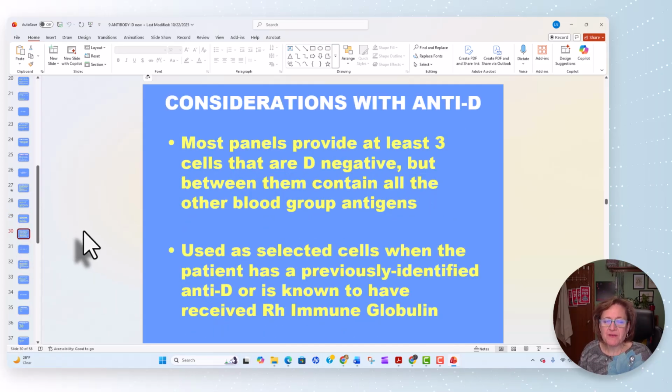Most panels provide at least 3 cells that are D negative, but between them contain all the other blood group antigens. So you should have at least 1 cross off of everything, and should be able to pick out everything that's causing a problem. That's the whole idea. So we're going to use selected cells where the patient has a previously identified anti-D or is known to have received it. So if they are known to have an anti-D or previously received Rh immunoglobulin, we are only going to pick the ones that are D negative on the panels. We're not going to pick the D positives because they're all going to be positive and it's a waste of time and resources. So we're not going to do that.